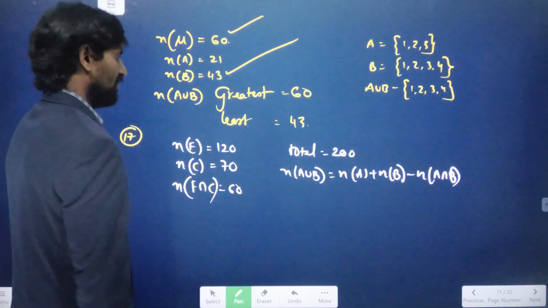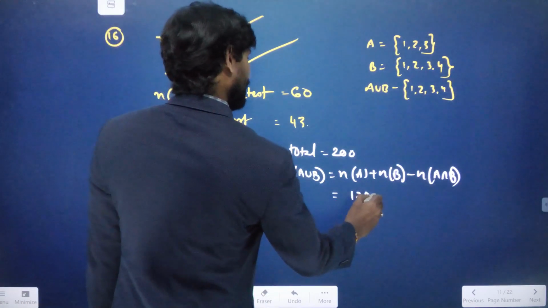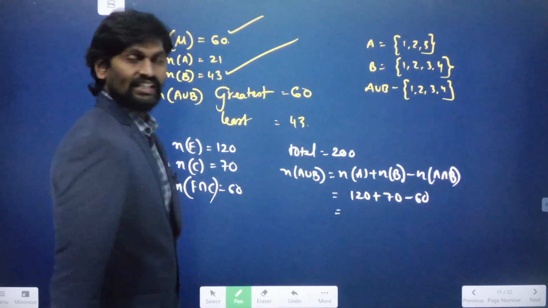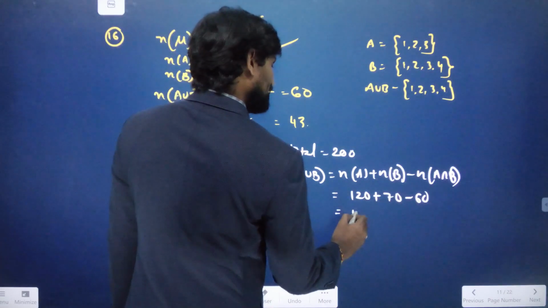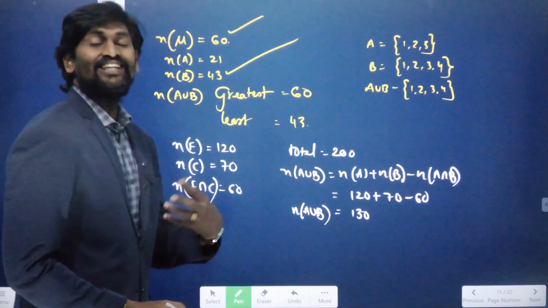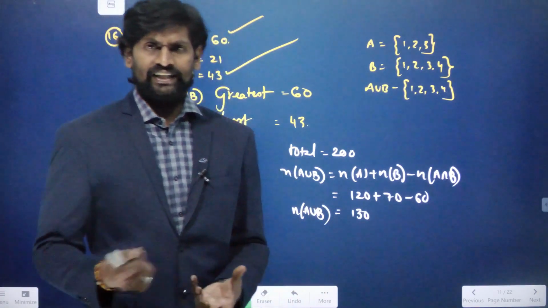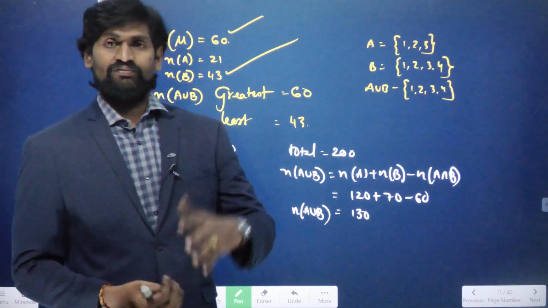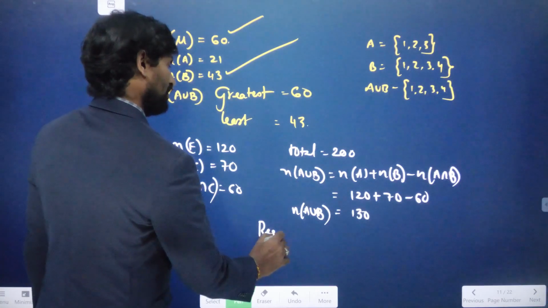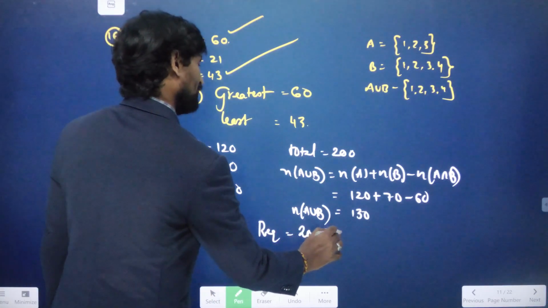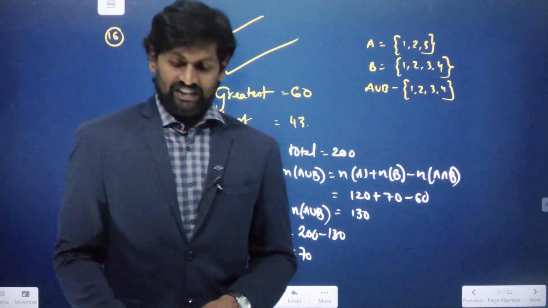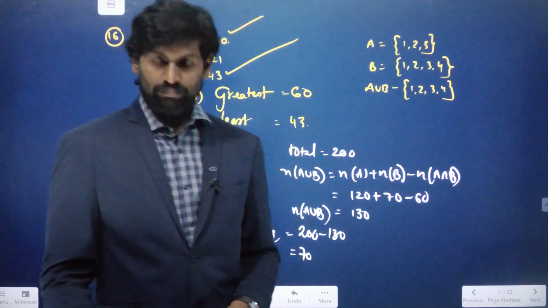All together comes here. Now n of A we are getting here 120, n of B 70, minus 60. So 120 plus 70 is 190, 190 minus 60 is 130. This is the number of people who play either of the games, either football or cricket. But the question is asking neither of them. So total students minus 130. So the required answer equals 200 minus 130, which is 70. 70 members do not play any one of the games here. They will not play cricket, they will not play football.